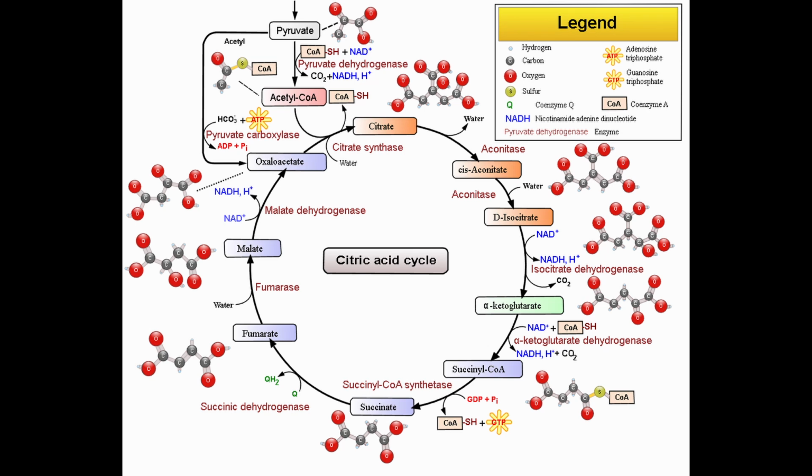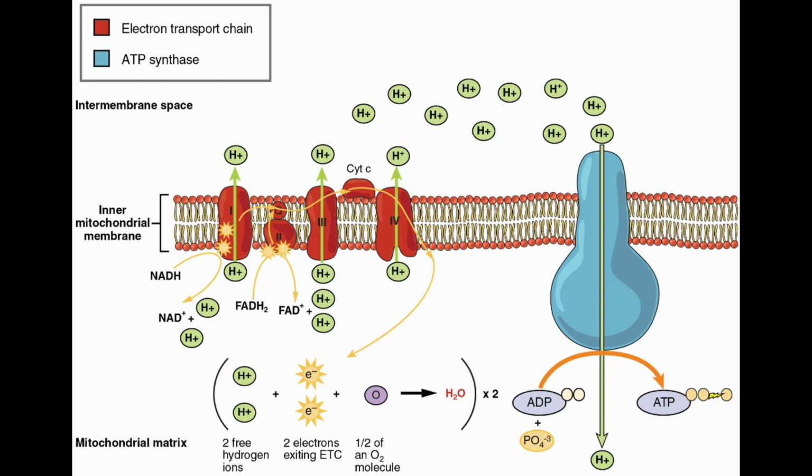And oxaloacetate can also be utilized in various ways. So it can be utilized in gluconeogenesis or converted to malate and then pyruvate, providing substrates for additional energy production. Now, we understand that the electron-rich or electron energy carriers, NADH and FADH2, will go on to the electron transport chain and donate their electrons. These electrons will be donated in the inner mitochondrial membrane. Specifically, NADH transfers electrons to complex 1, while FADH2 will donate its electrons to complex 2.